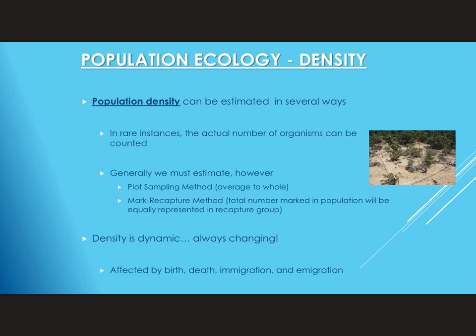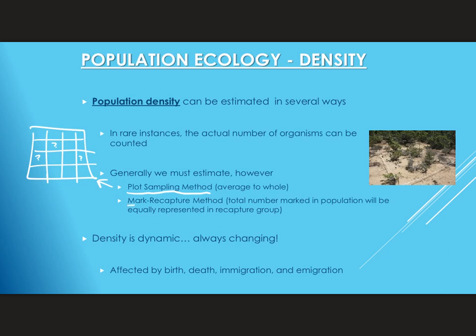So density we started to talk about previously also. Density just means how many organisms are in a given place at a given time, essentially. And we talk about two different methods here. Plot sampling is what we had mentioned previously in class, which will work if you have an immobile species in a given area. You can break up your area into a grid, take a few samples from that grid, average those, and apply it to the whole, right?